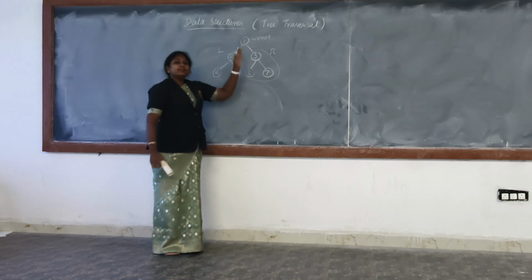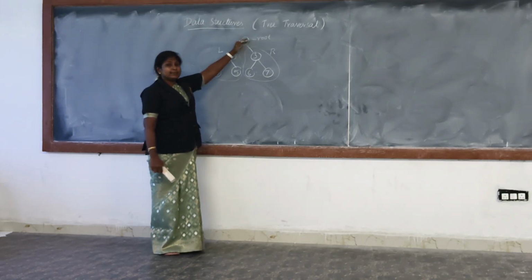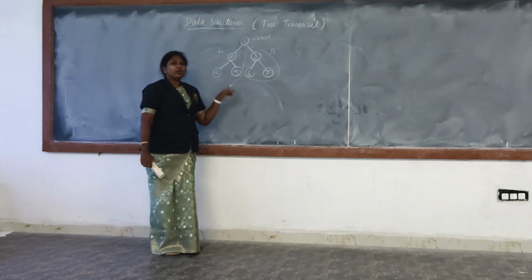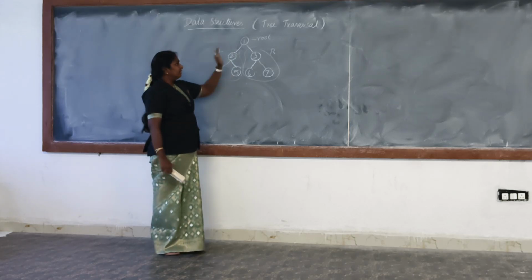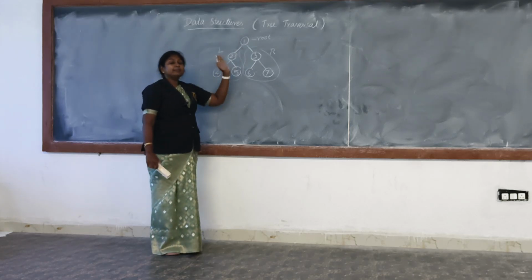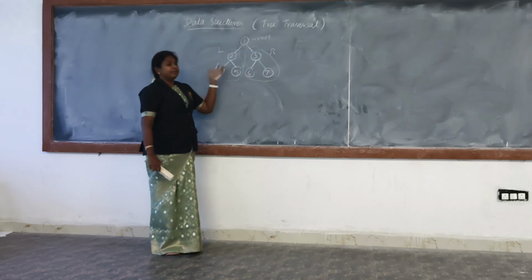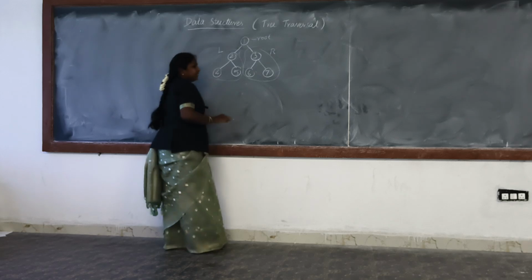So tree traversal is the process of visiting or exploring each node in a tree, in a specific order. Under tree traversal, there are a number of orders in which you can traverse the tree. So this is the root node, a left subtree and right subtree.